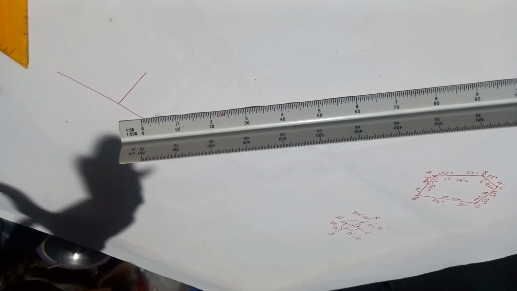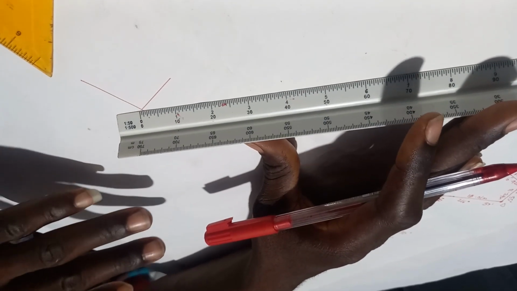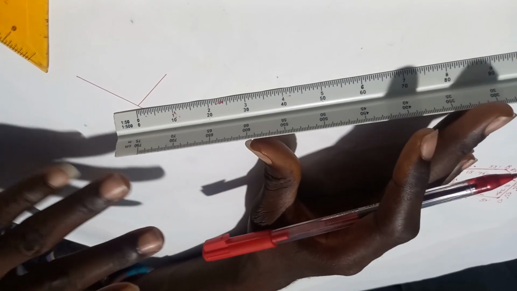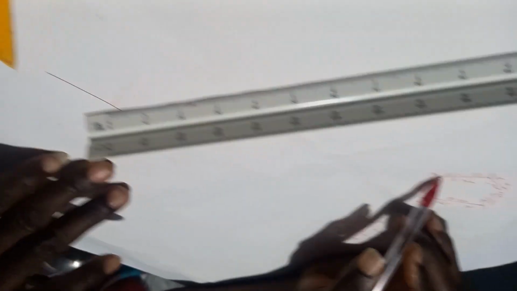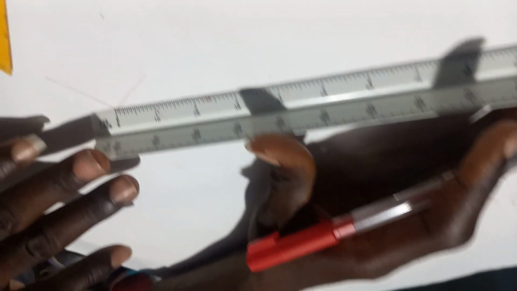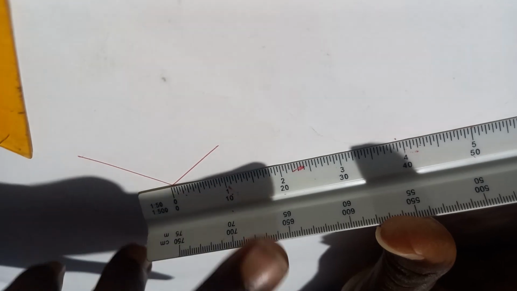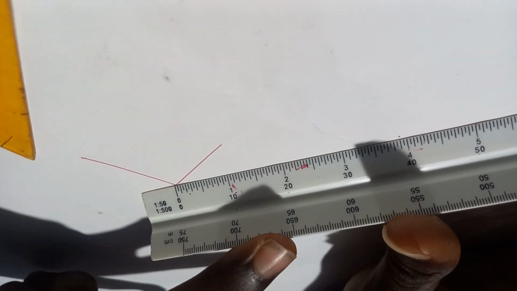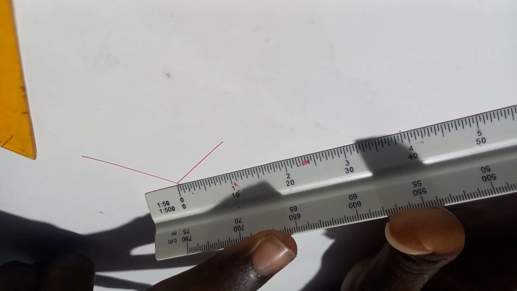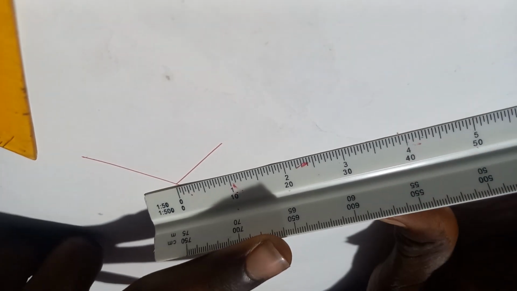So you can just watch that particular video on that. Alright, so now I'll be using 1 to 500 to carry out this. The distance from my point A to B is 15.76 meters. So what I simply do is bring my scale here and measure 15.76 meters on this point that I noted here, using my protractor the other time.